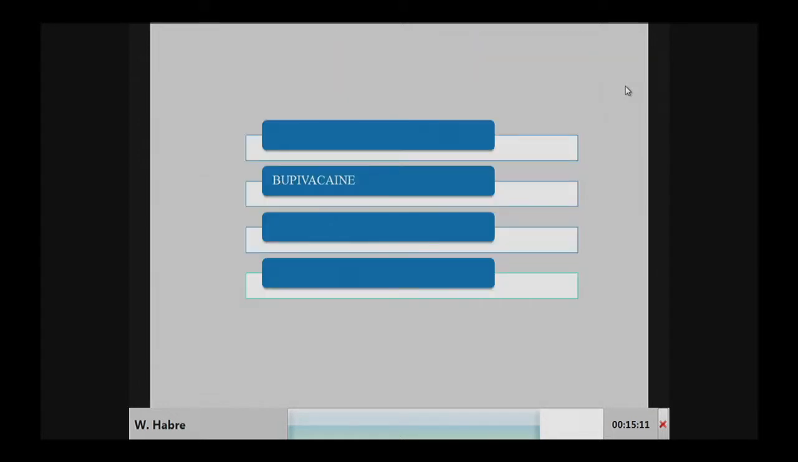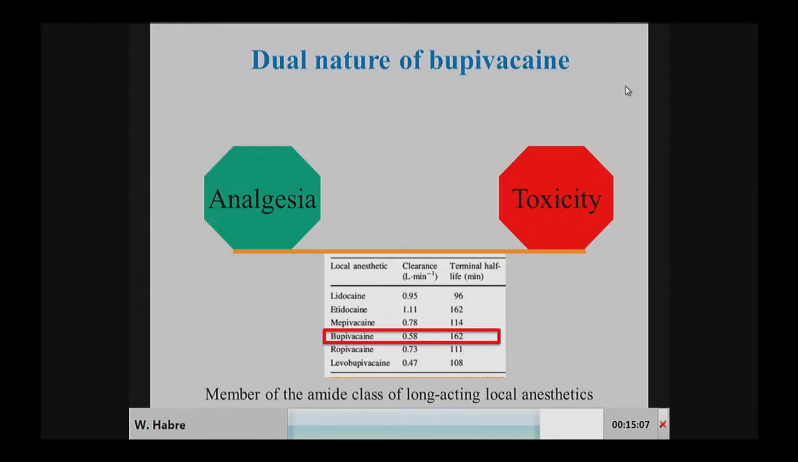So, the second drug I would like to talk to you about is bupivacaine. You know that bupivacaine is part of the amide class of long-lasting local anesthetics. And again, like oxygen, it has a dual nature: the analgesic effect, which is really good, and the toxicity.